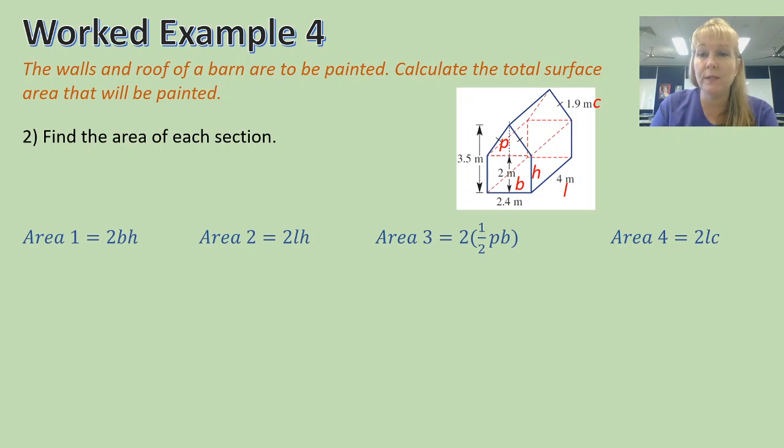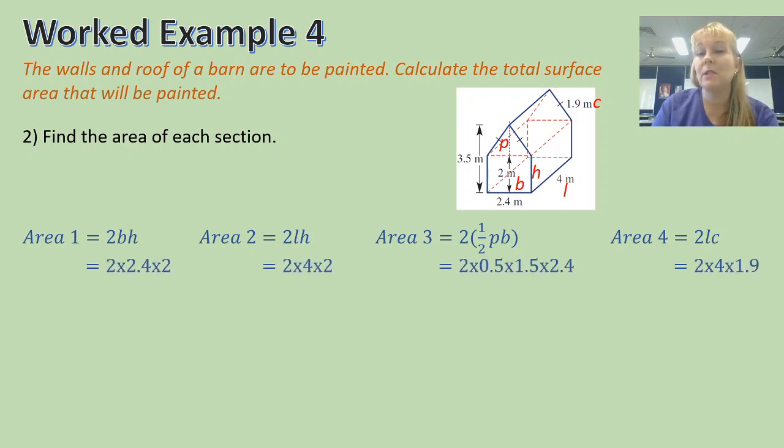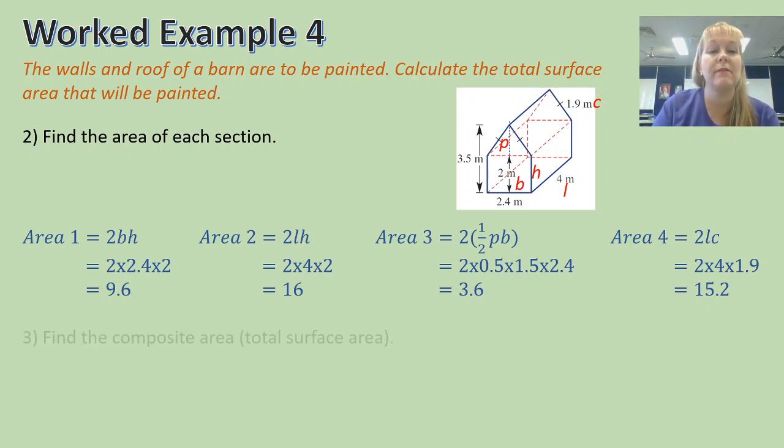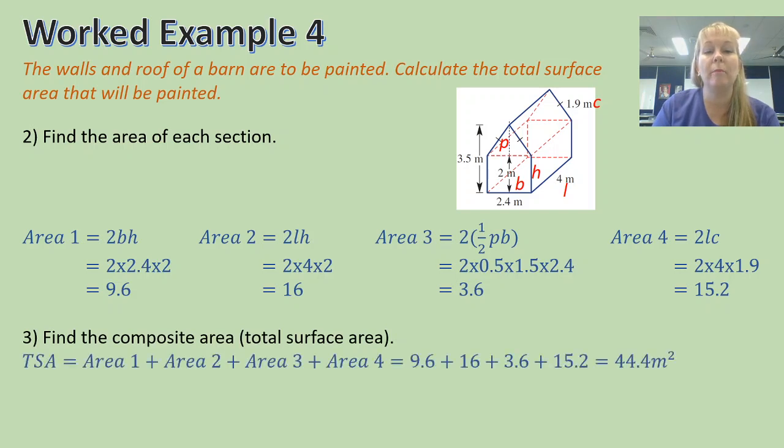If you need to, pause and have a look at how I've derived these formulas. In particular, area 3 is going to be 2, because there's 2 triangular faces, half the perpendicular height by the base. Now I substitute the information from my diagram into these formulas. And I've got 4 answers. Now, because this is a composite shape, I now need to add all of these surface areas together. So I'm going to be finding that composite area.